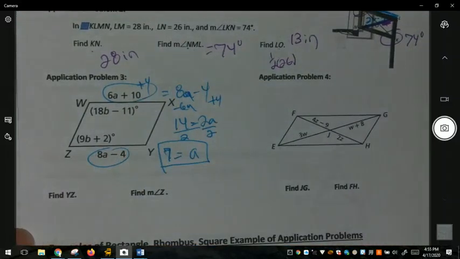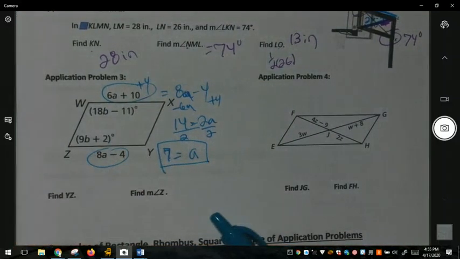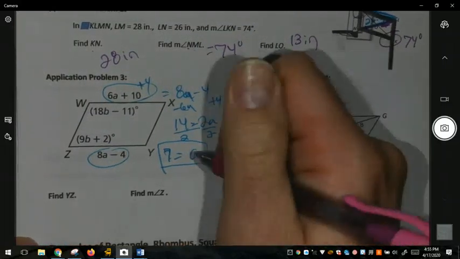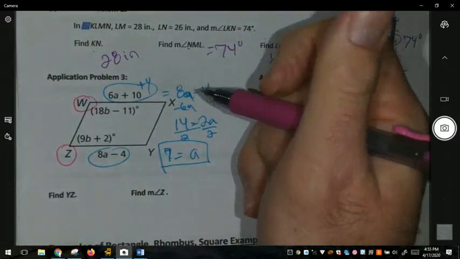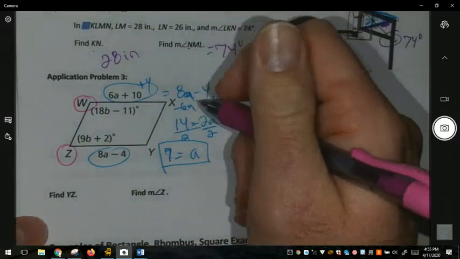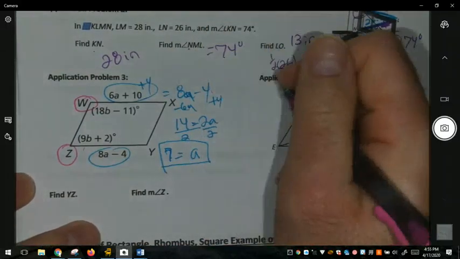They didn't say what they wanted us to solve for. We might have to plug it back in if they asked for side lengths. They did not, that I know of, so I'm just solving for the variables now. We have angle W and angle Z. They are not opposite angles, so I will not set them equal. In a parallelogram, consecutive angles are supplementary.